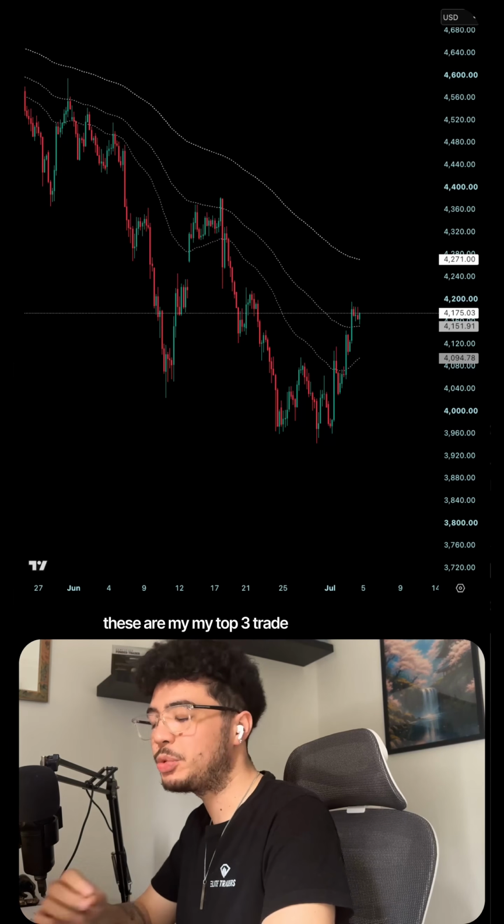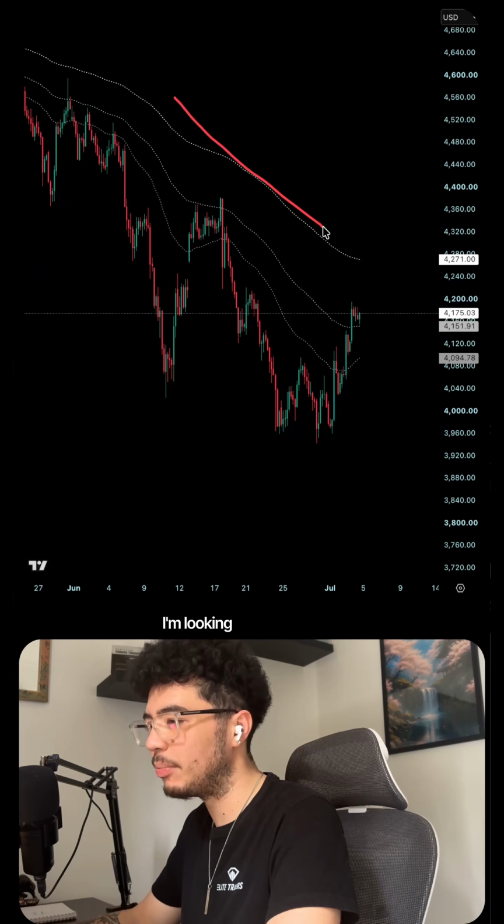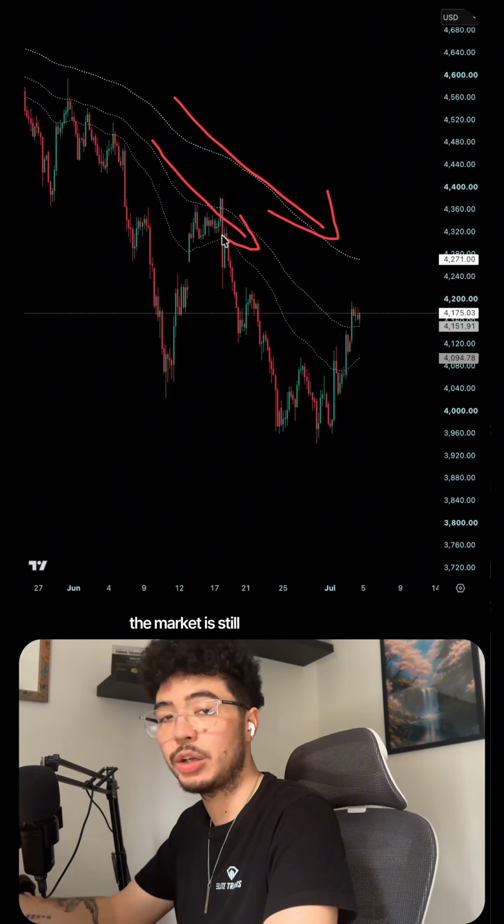These are my top 3 trade ideas for this week. Make sure you're paying attention. We're starting with XAU USD, or gold. I'm looking to be a short seller. The market is still in a very bearish trend.